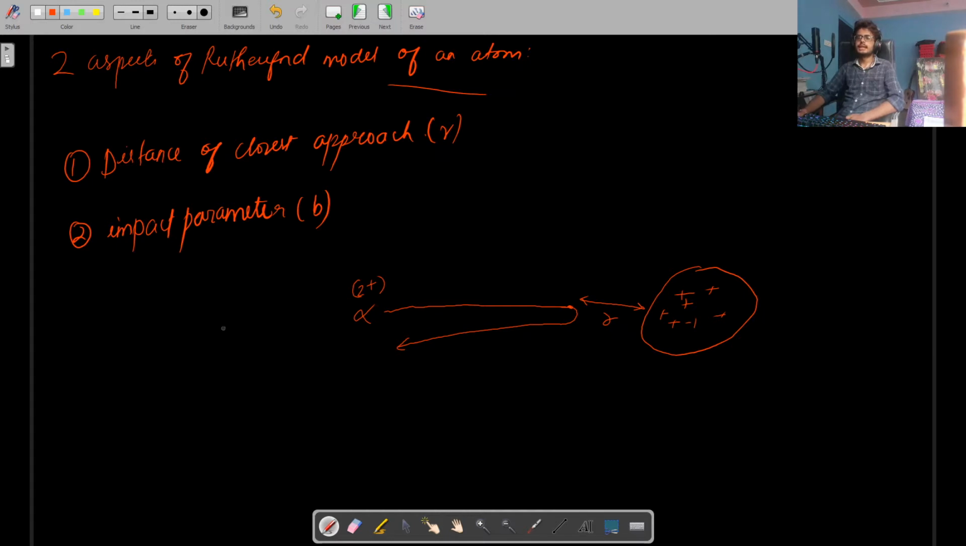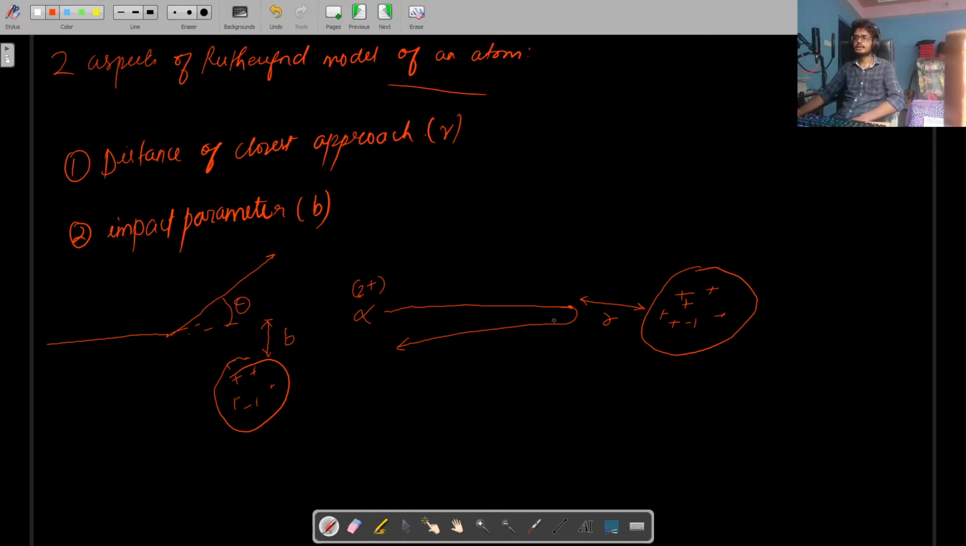And the second thing, the impact parameter: now if this is the nucleus again, and I assume the helium or the alpha particle is coming like this, not straight into the nucleus, at a particular moment it starts going up. It gets repelled by the nucleus, and there is an angle theta. So this distance between the nucleus and the actual path of the alpha particle is known as the impact parameter.